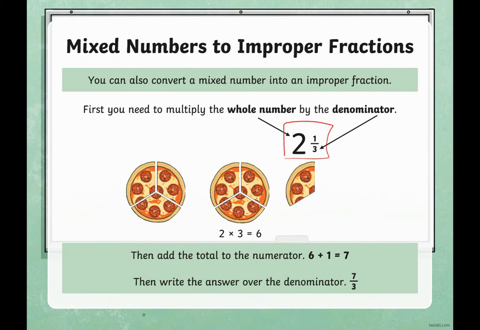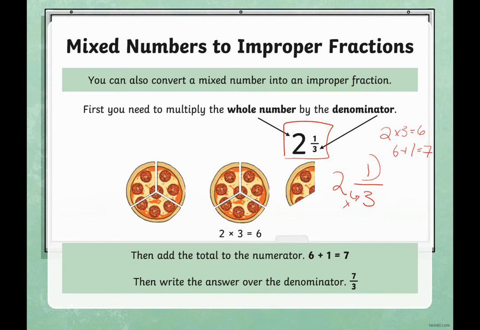First thing you do is I'll rewrite it and show the steps. You want to multiply the 2 and the 3. That gives you 6. Then you want to add it to the numerator. 6 plus 1 equals 7.